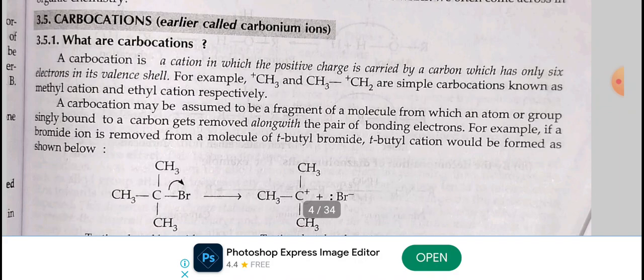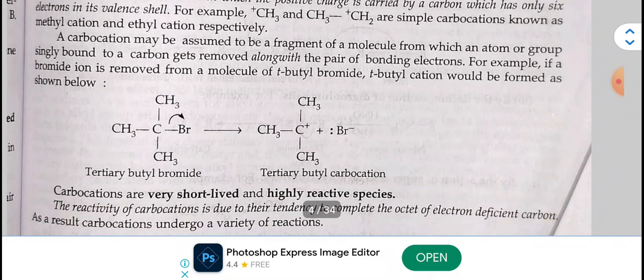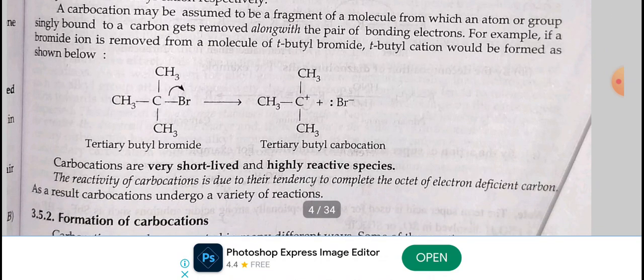A carbocation may be assumed to be a fragment of a molecule from which an atom or group singly bound to a carbon gets removed along with the pair of bonding electrons. For example, if a bromide ion is removed from a molecule of tert-butyl bromide, tert-butyl cation would be formed as shown below.